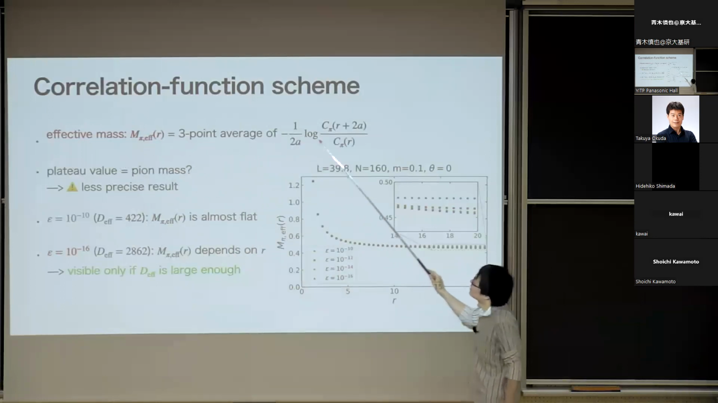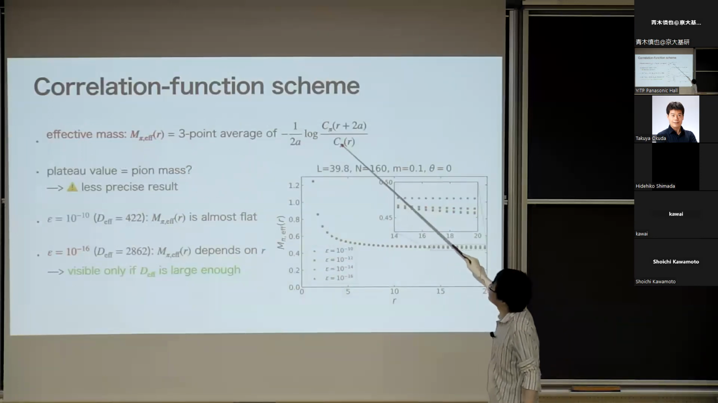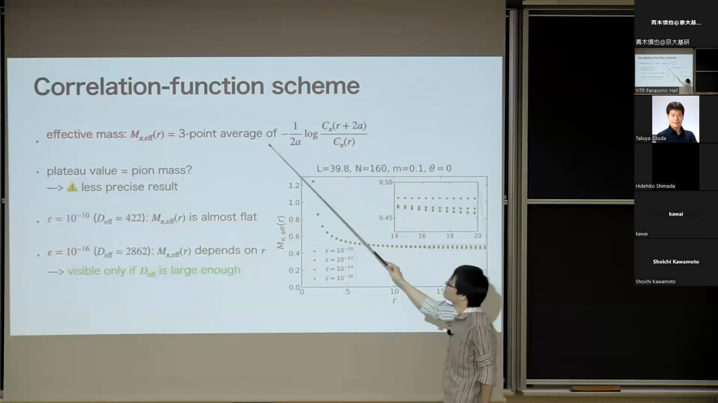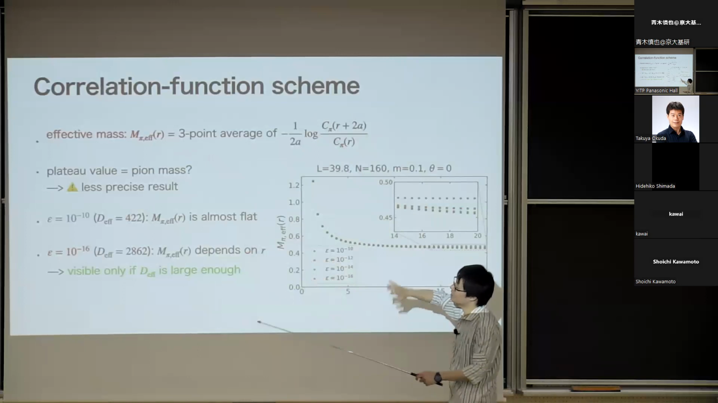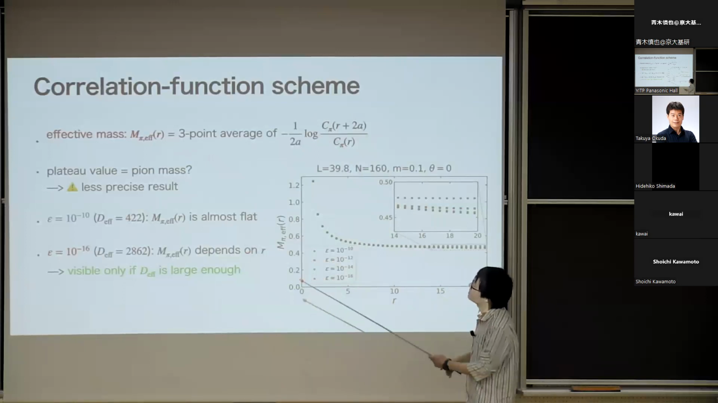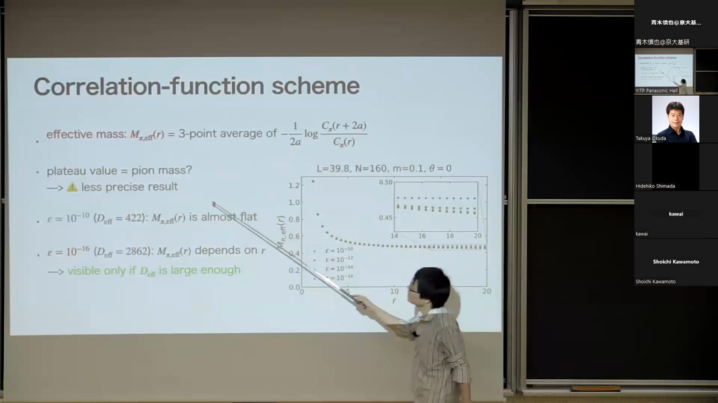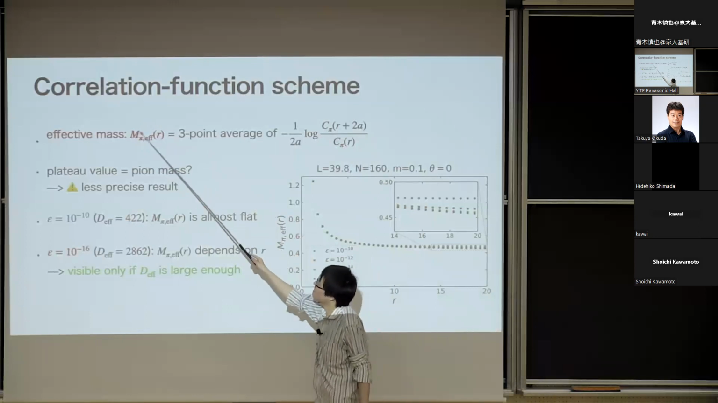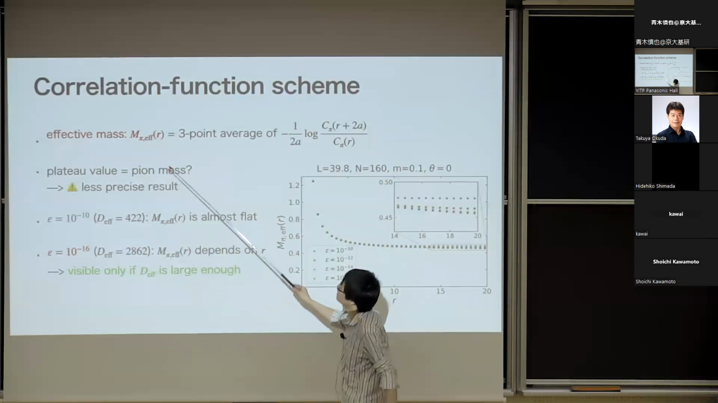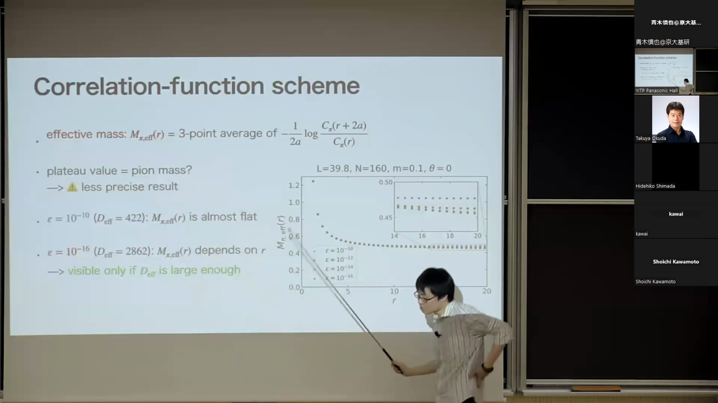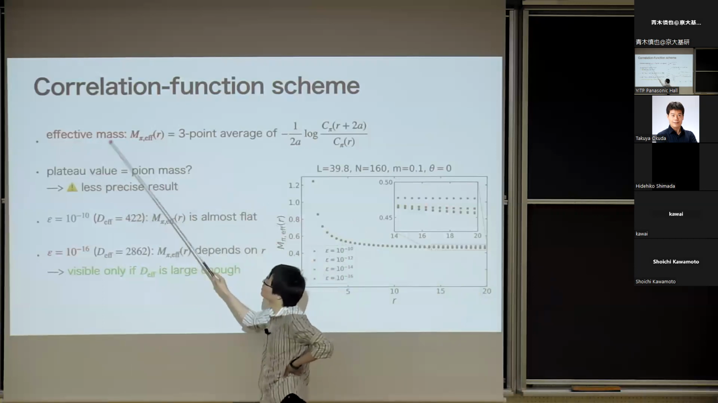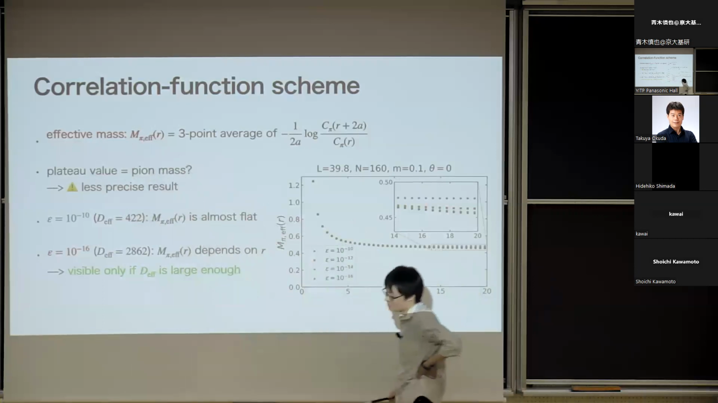It is given by the log derivative of the correlation function with respect to the distance r. So in the discrete case, it's like this, and we take a 3-point average to suppress the oscillation of the staggered fermion. Anyway, in that sense, this effective mass represents the exponent of the correlation function. So in usual Monte Carlo simulation, we regard the plateau value of the effective mass as the meson mass. So let me show the result.